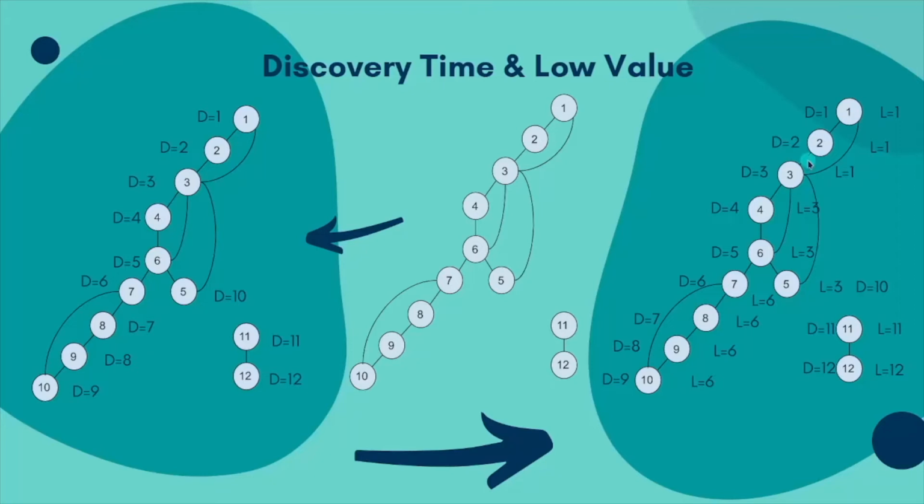In the same way, if we start from node 2, then we find a back edge at node 3, we come back to node 1 through the back edge, and then we can see the lowest discovery value here is 1. So node 2's low value is also 1. In the same way, we can find the low value of 3, which is also 1. In this way, we can also find the other vertices' low values here.